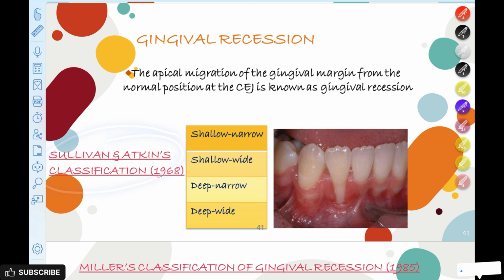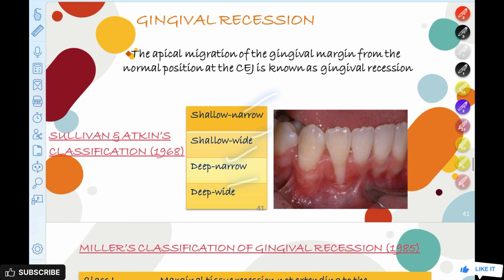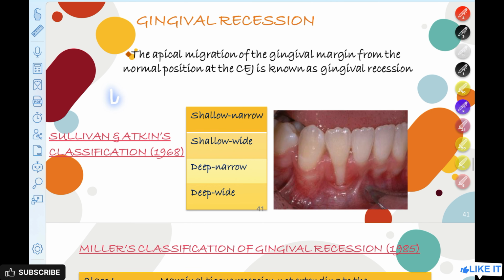The Cleven and Atkins classification of gingival recession, according to 1968, is shallow narrow, shallow wide, deep narrow, and deep wide. It is very easy. Shallow narrow, shallow wide, deep narrow, and deep wide.